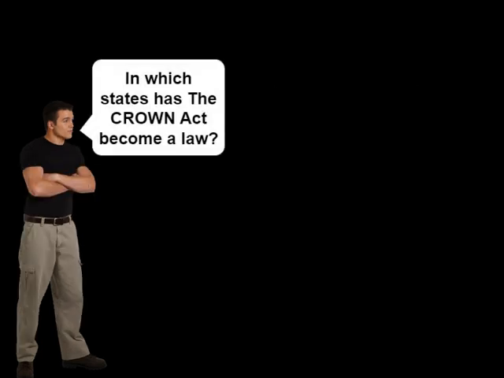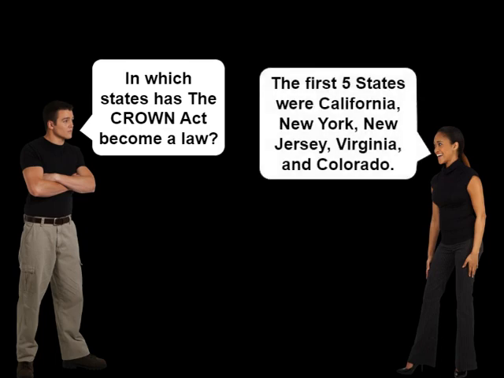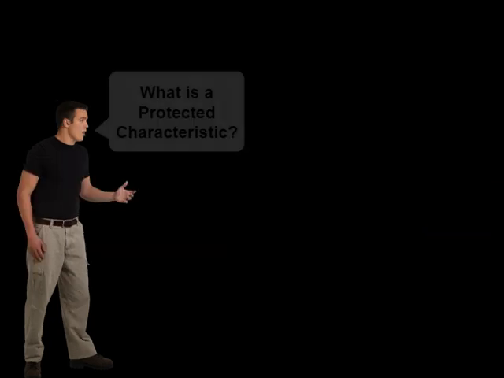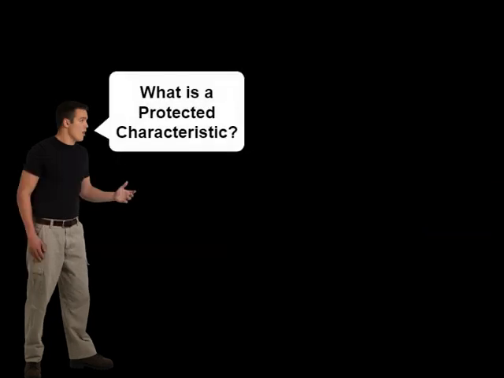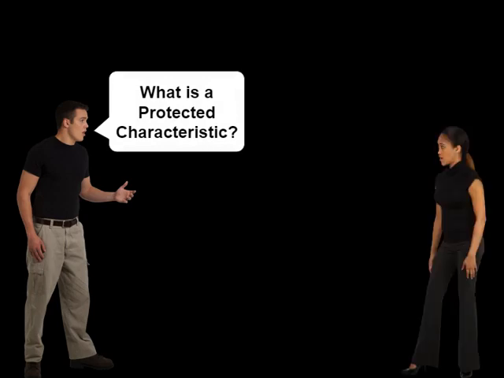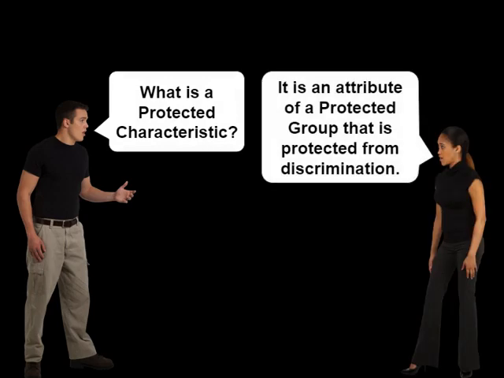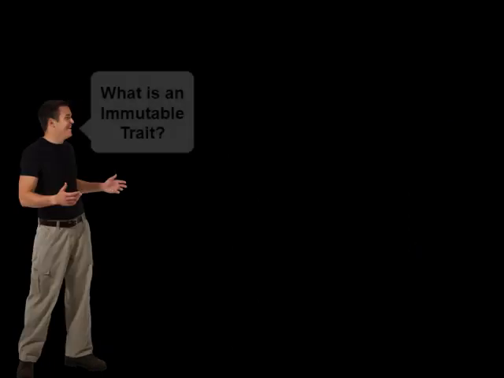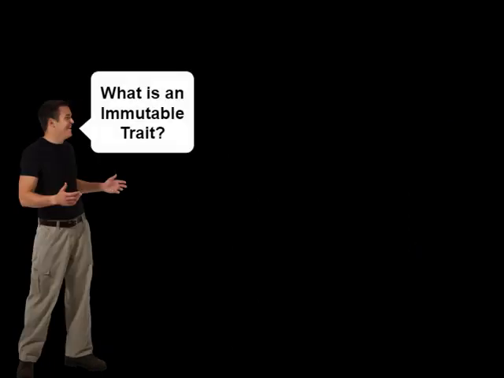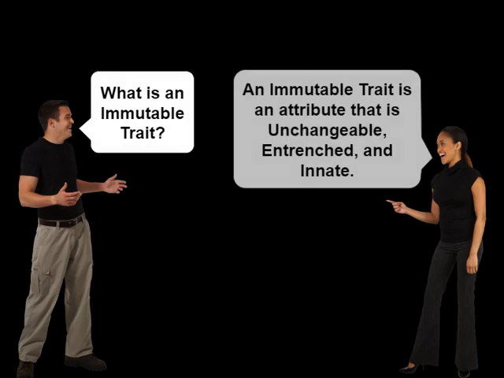In which states has the Crown Act become a law? The first 5 states were California, New York, New Jersey, Virginia, and Colorado. What is a protected characteristic? It is an attribute of a protected group that is protected from discrimination. What is an immutable trait? An immutable trait is an attribute that is unchangeable, entrenched, and innate.